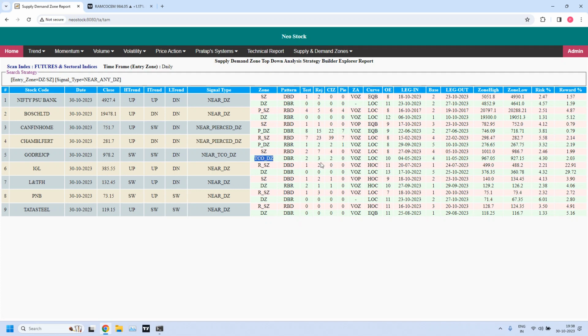Two times, good. Okay, I'm not advising you people to look for these zones. Maybe you can look, but you should have an understanding about confirmation trading related zones. Okay, let's go back.